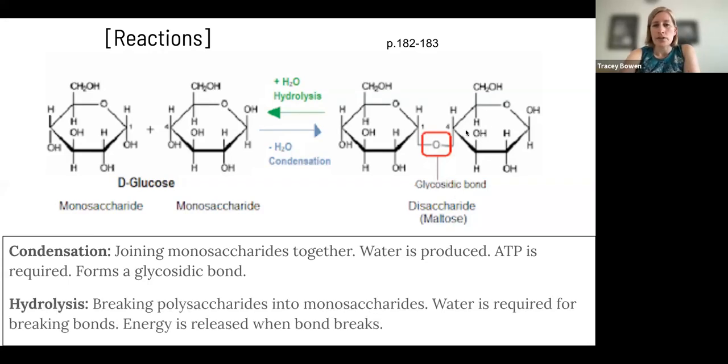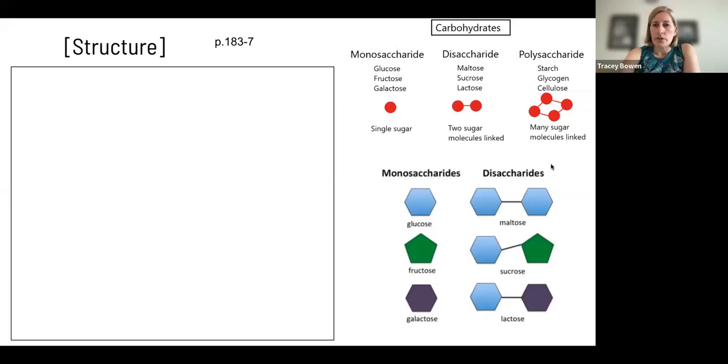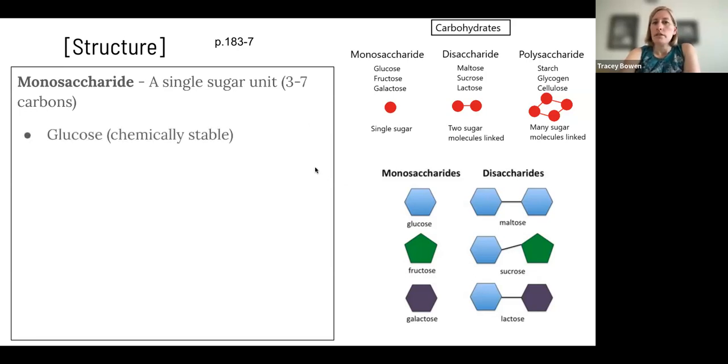Alternatively, a disaccharide, which is 2 of these units, 2 monosaccharides, could be broken down, and it's going to use water, and energy is going to be released when this bond is broken. So you could break a disaccharide, or you could break a polysaccharide, poly meaning many, into monosaccharides for energy production. So when we're thinking about the structure of carbohydrates, we have monosaccharides, which are single sugar units, usually 3 to 7 carbons. Examples of this are glucose, galactose, and fructose. So you can see those images right here.